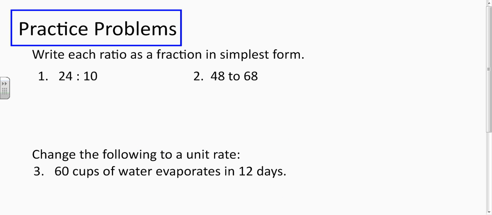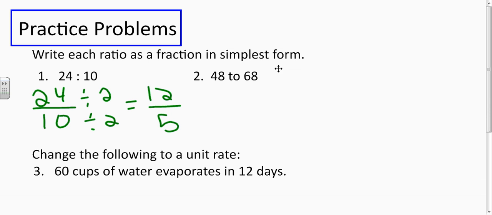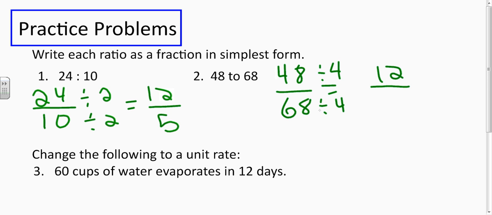All right, here's some problems for you to practice on your own. Want to write each ratio as a fraction in simplest form. 24/10. GCF here is just 2, so I'm going to divide the numerator and denominator by 2, and I get 12/5. 48/68. The GCF is 4. 48 divided by 4 is 12. 68 divided by 4, 17.